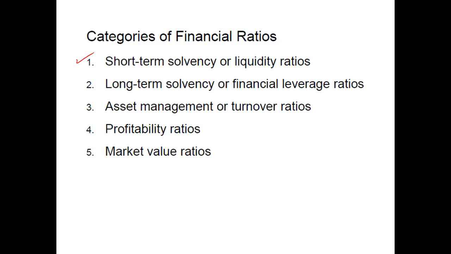Then what about long-term financial health and whether or not they've borrowed too much or whether they've used too much equity to finance the company? Those are long-term solvency or leverage ratios. How are they doing at managing their assets and operations? Collecting money from customers, paying suppliers. How are they managing their inventory? Those are asset management or turnover ratios.